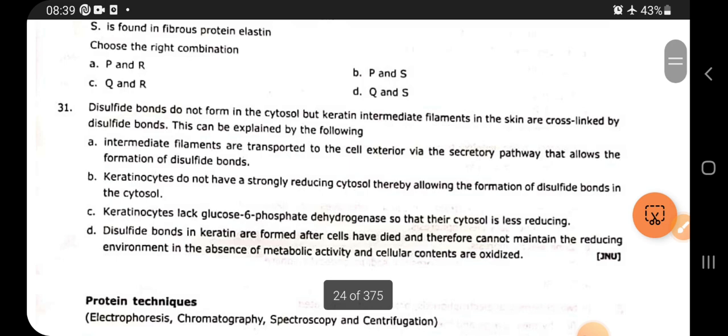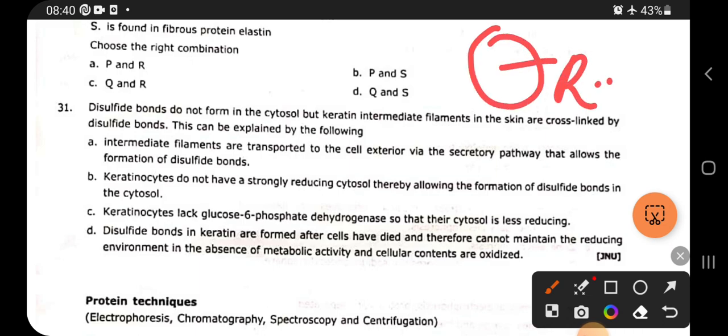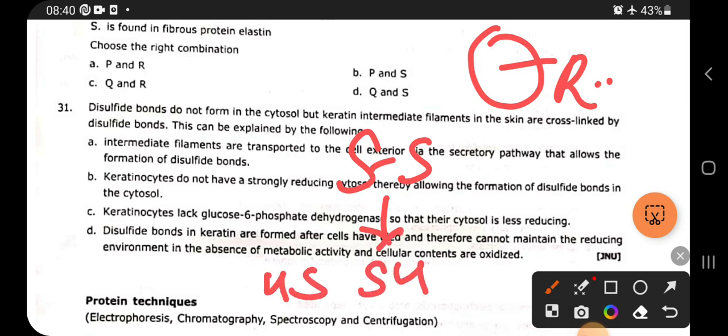in cytosol, but keratin intermediate filaments in skin are cross-linked by disulfide bond. This can be explained by the following. See, what happens is the question wants to say that disulfide bonds do not form in the cytosol because your cytosol has a reducing environment, and you know that if you put a disulfide bond in a reducing environment, it will become SH group. So the linkage will disrupt in the reducing environment.